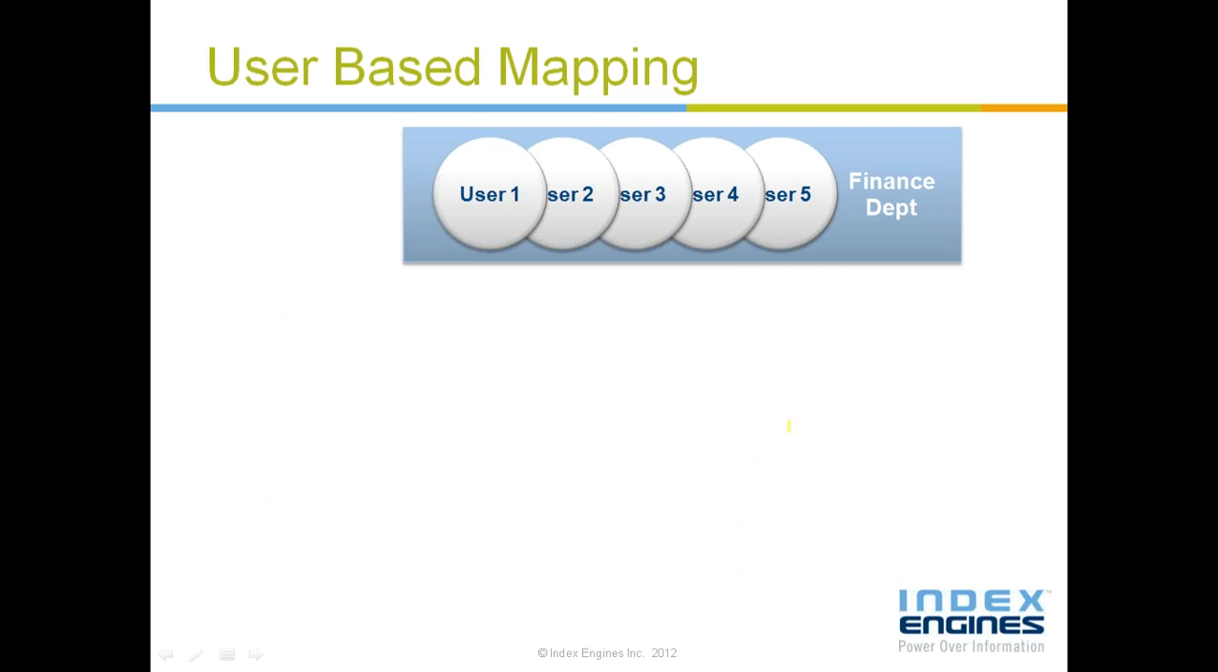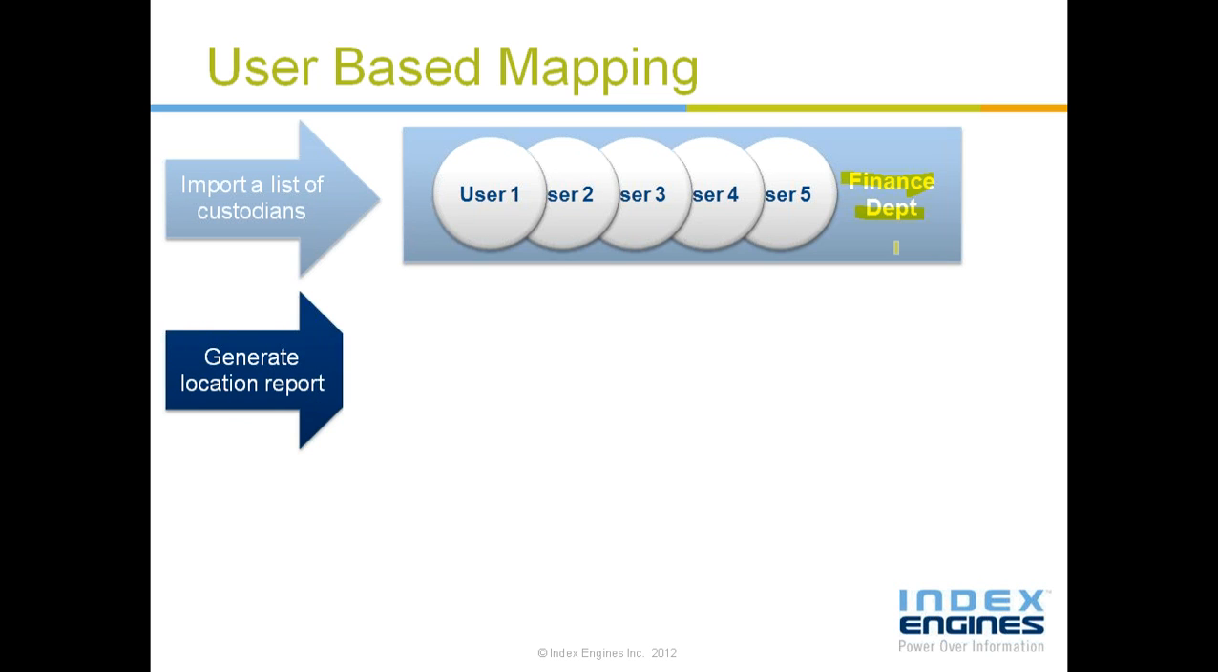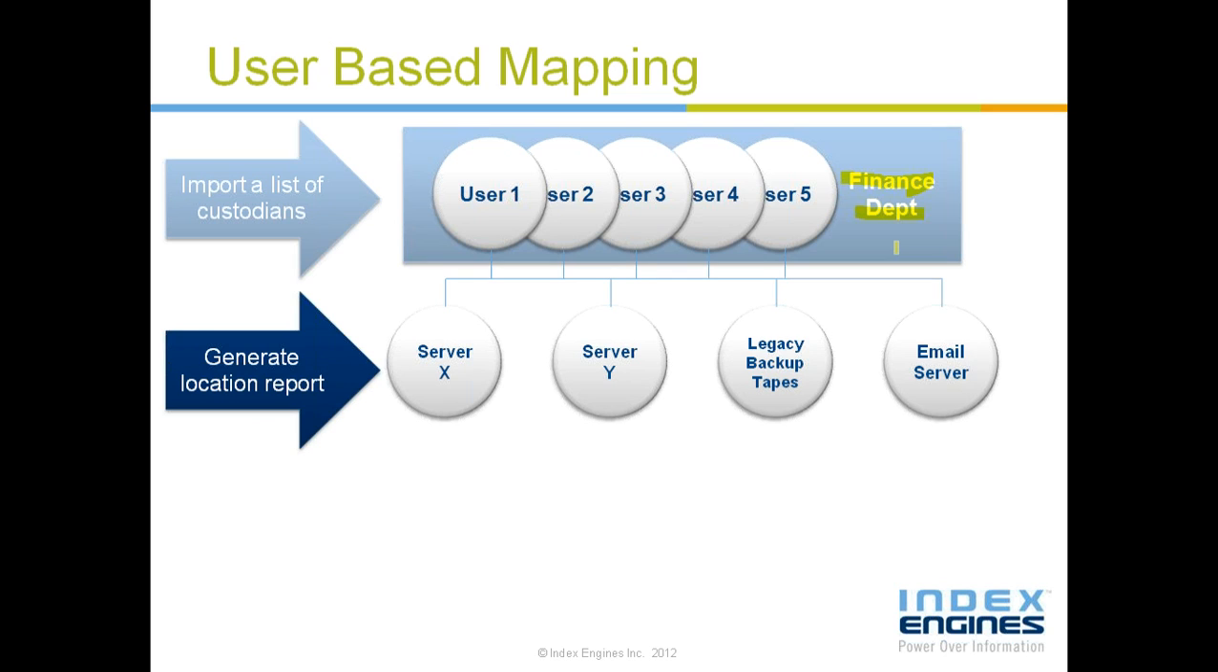A lot of our customers are doing user-based mapping, so being able to profile specific departments. For example, if you're looking at your finance department, and you've got 5 users that are of interest, you can import a list of custodians into the index and say, okay, I've got these 5 users that have sensitive data or some legal issues, legal preservation requirements. So I can import that in and generate a report of where their data is.